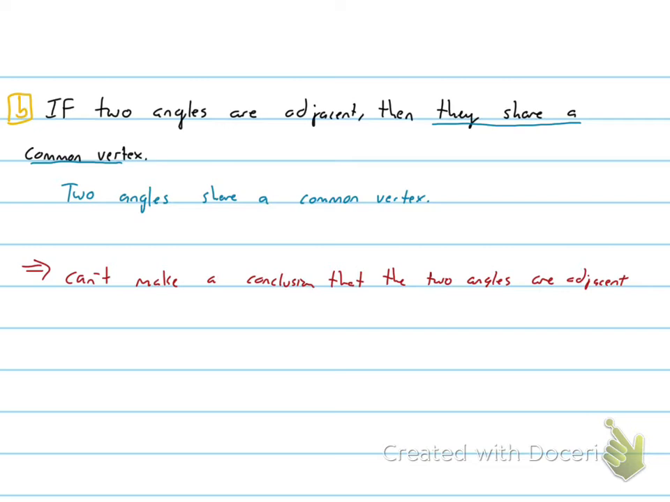And to show an example of where that makes sense, here are two angles, 1 and 2. They share a common vertex, but they're not adjacent. Remember, adjacent would mean they're next to each other. These are vertical angles. So that's a counterexample that would prove it not true.